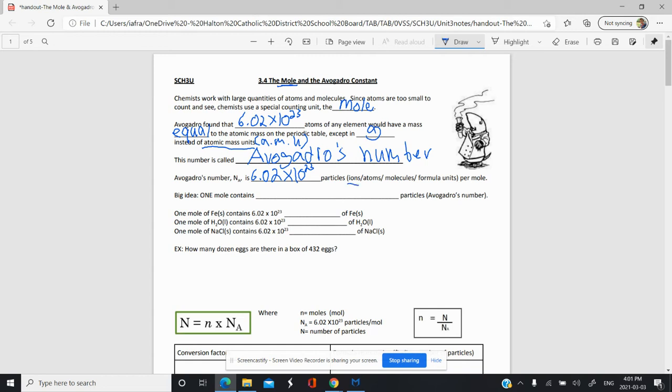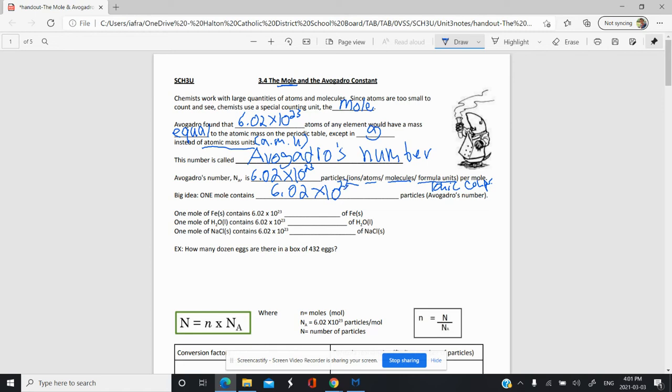Particles can refer to ions if you're studying ions, atoms if you're studying atoms, molecules if you're studying molecules, and then formula units if you're studying ionic compounds. So the big idea from this is that 1 mole of anything contains 6.02 times 10 to the power of 23 particles of that substance.